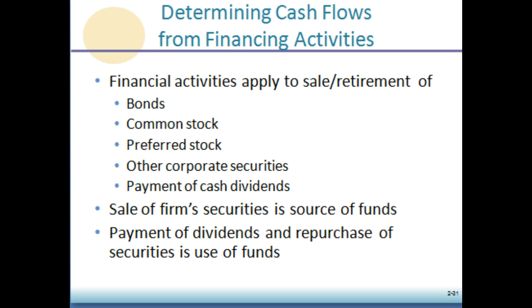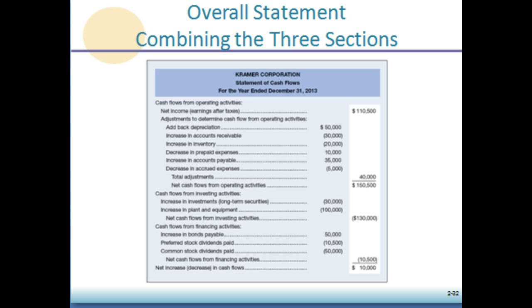Depreciation and funds flow need to be considered. Depreciation is an attempt to allocate an initial asset cost over its life. Depreciation is an accounting entry and does not involve the movement of funds. As indicated in the statement of cash flows, depreciation is added back to net income to arrive at cash flow. Here is an example of an overall statement combining the three sections.